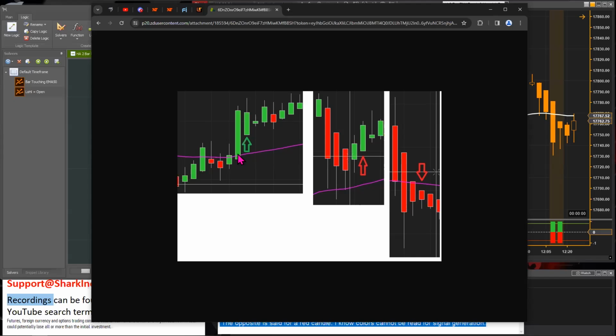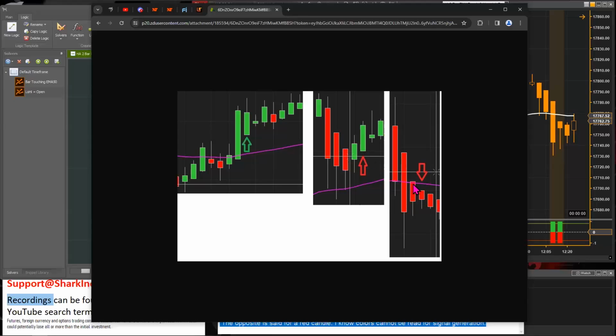And then once the bars move off of the EMA, that's when we're looking for that no-wick bar. So here we go. We have 2 bars touching the EMA, and then once the bars move off, there we go. Here we have at least 3 bars touching, and then the bars move off.